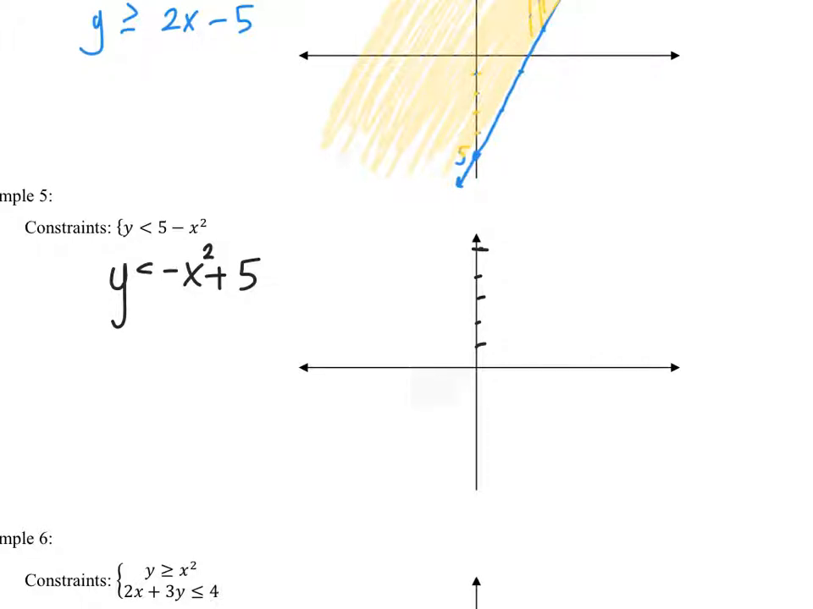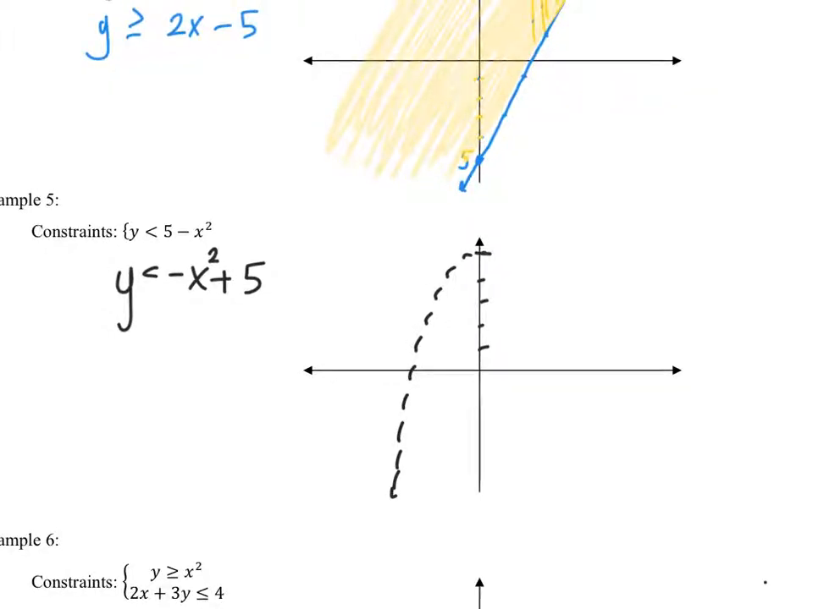Except that it's less than and not less than or equal to. So what did I do wrong? That needs to be dotted as well. Okay, so a dotted parabola. And we'll have 5 labeled as the top. That's called the vertex.